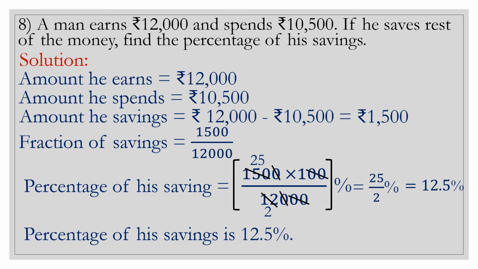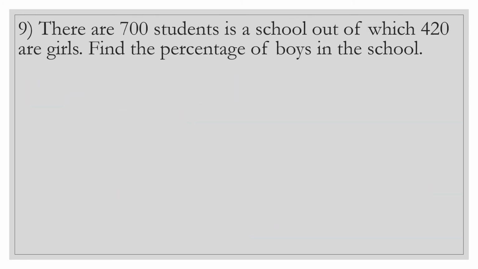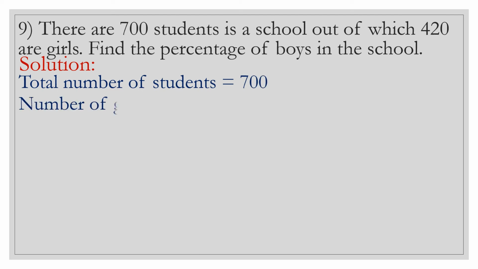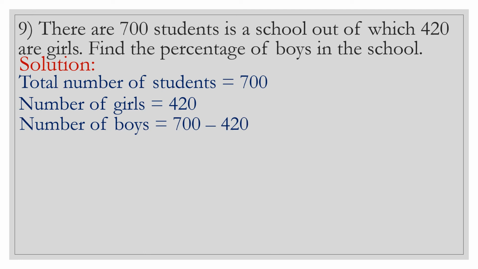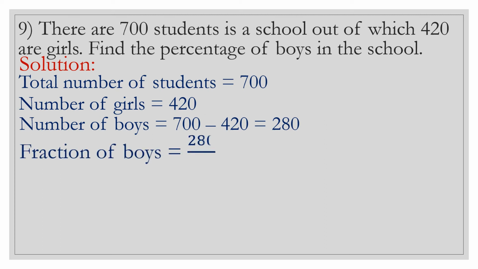The next is question number 9. There are 700 students in a school, out of which 420 are girls. Find the percentage of boys in the school. See, in this question, total number of students is equal to 700 and number of girls is equal to 420. So number of boys is equal to 700 minus 420. Do the subtraction. We get 280. So number of boys is equal to 280. So fraction of boys is equal to 280 upon 700.